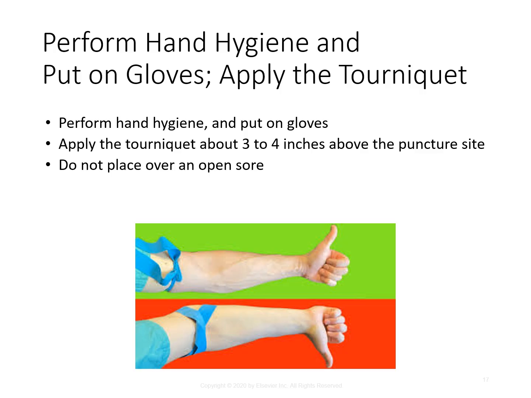When you are performing a venipuncture, hand hygiene is important, and then after that you need to put on gloves. You're going to apply the tourniquet about 3 to 4 inches above the puncture site, and do not place any over any open sores.